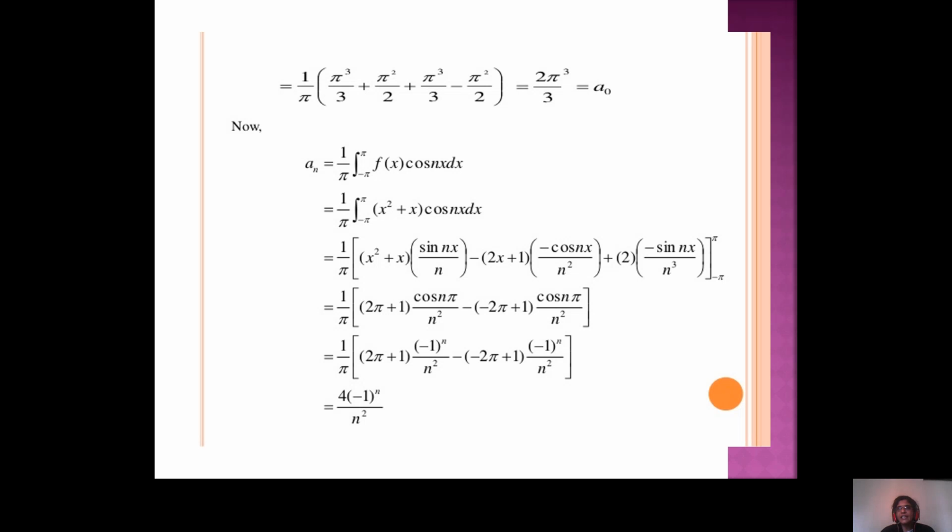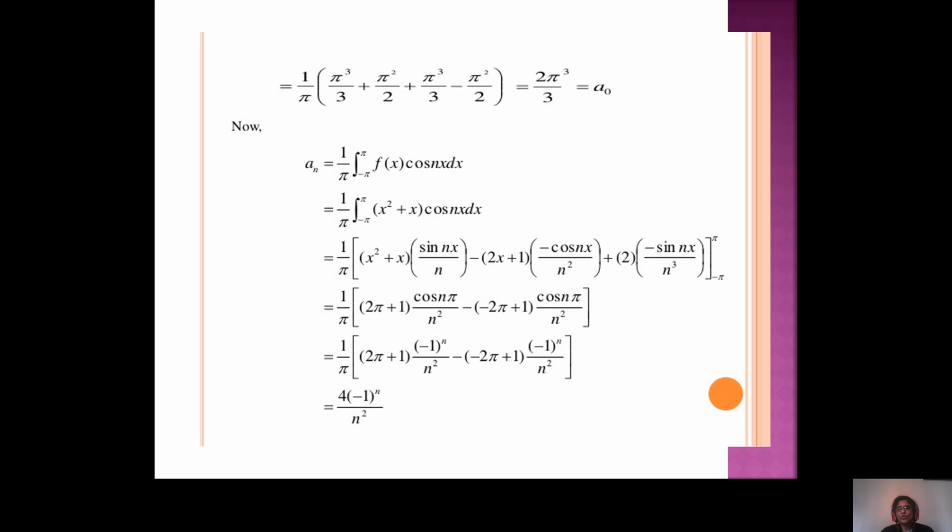Now, a n is equal to 1 by pi integral of minus pi to pi f of x cos nx dx. So, what is the f of x value? f of x is x square plus x, cos nx dx. So, 1 by pi, x square plus x cos nx, we get sin nx by n minus derivative 2x plus 1 into minus cos nx by n square plus 2 into minus sin nx by n cube, from minus pi to pi.